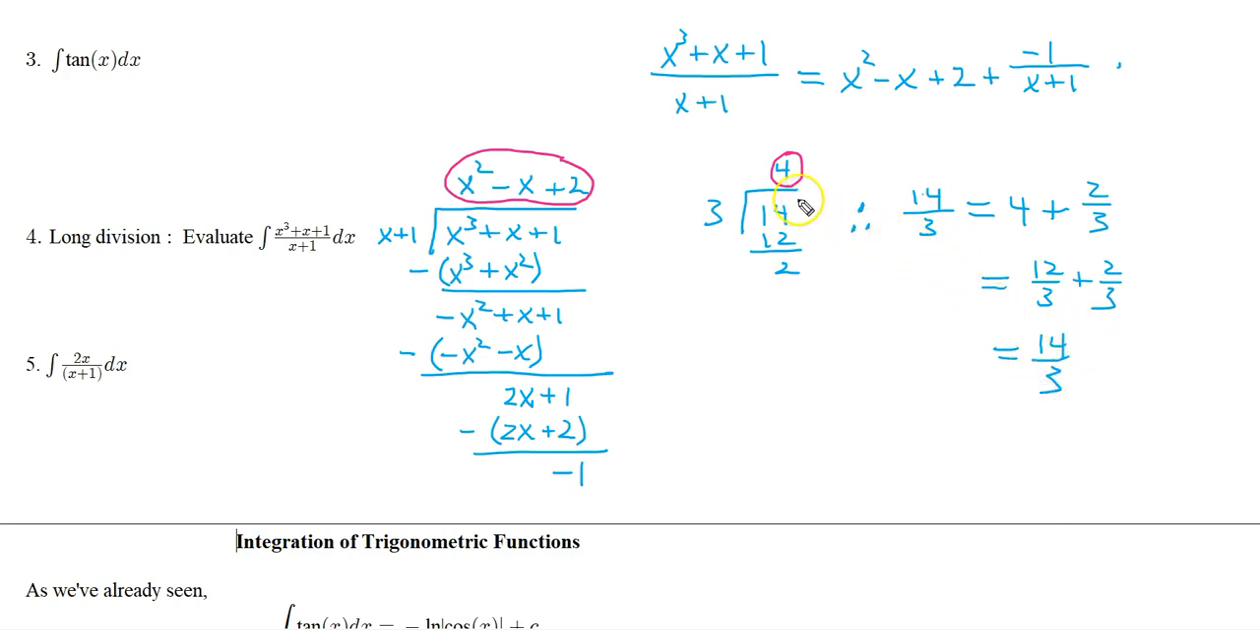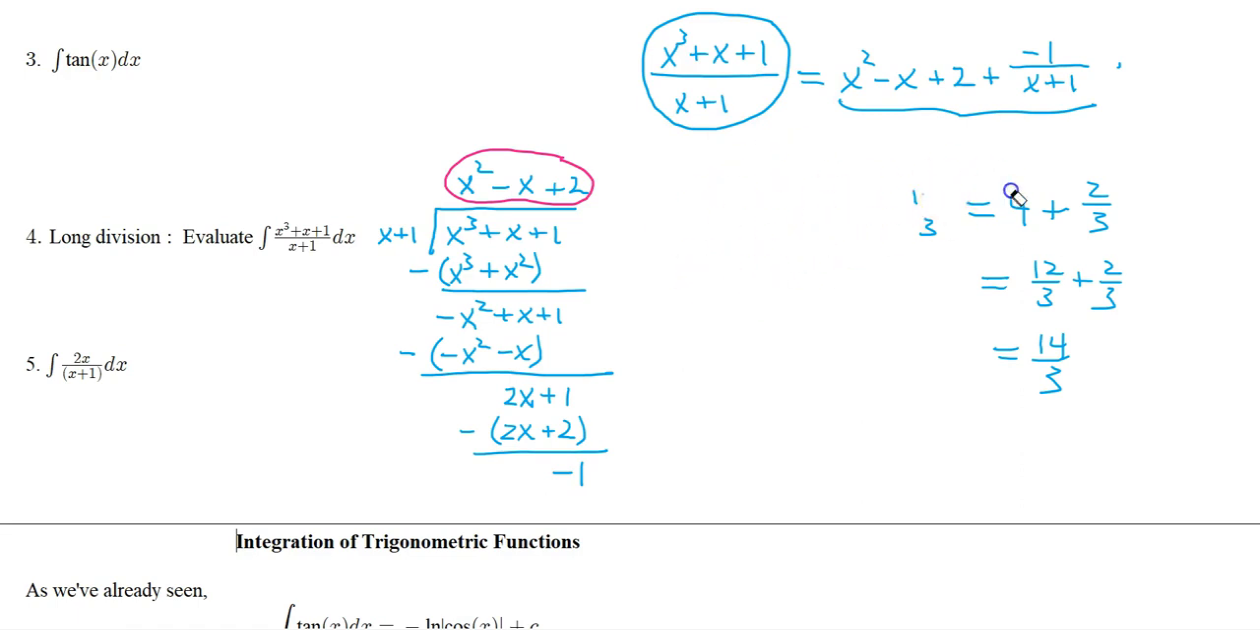So you see, long division with numbers is exactly the same as long division with the polynomials here. We're really doing the exact same thing, and we're ending up with the same result. So if you were to take this term right here and multiply x squared minus x plus 2 by x plus 1 and divide by x plus 1, find a common denominator and simplify this, you would get exactly this back again.